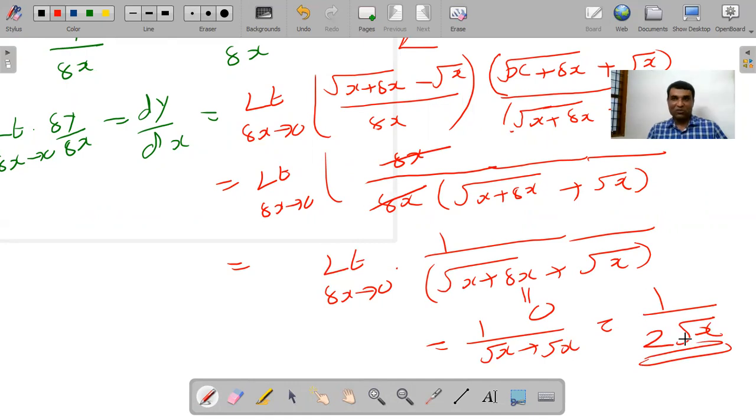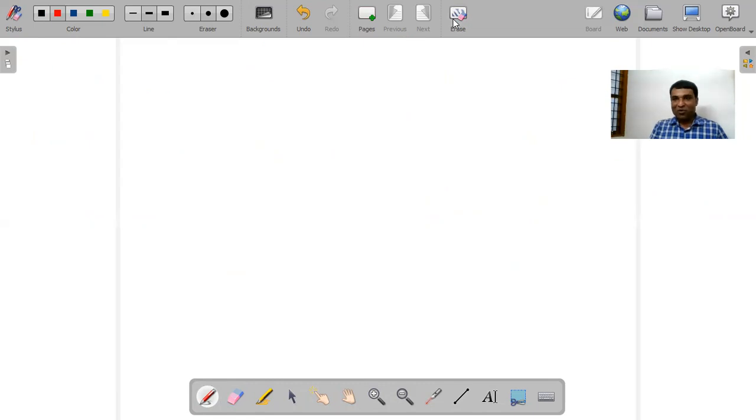So by using this method or this principle, we can find the derivative of some of the most common functions, that is, our standard functions. Then we have various methods and various properties that we will discuss in the next session. Okay, thank you.